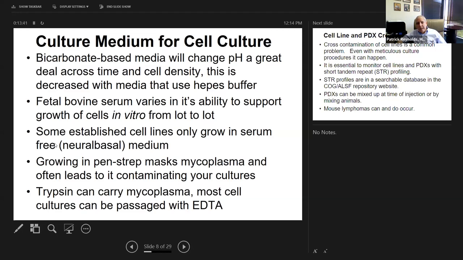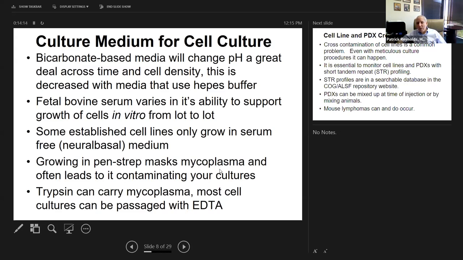One of the other things that I wanted to mention here is growing in pen strep. People typically do that, but you've got to realize that's going to mask mycoplasma. So everything we do in the repository is antibiotic free. We put the original clinical samples into gentamicin at the outset for a week or two, because nothing coming out of the OR is absolutely sterile. But once we get done with that, we go antibiotic free so that we are not masking this mycoplasma.